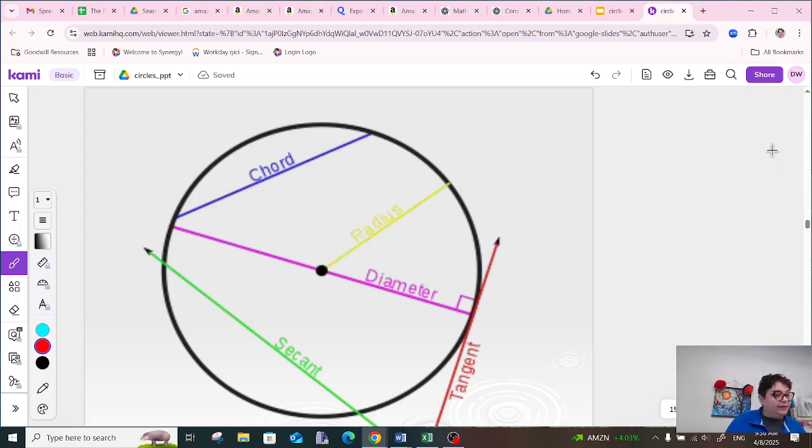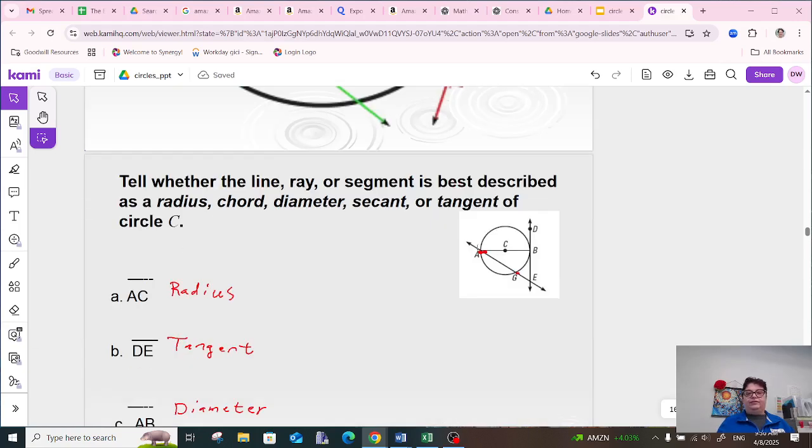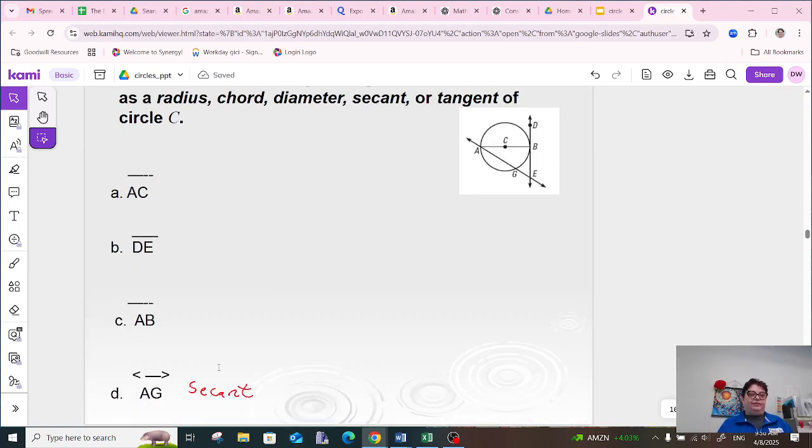Okay, in the next one, again, that was too small. I have to fix this. I was trying to conserve on paper, but I failed because it's not really useful if you can't see it. So it's asking you to label each of these, pretending you didn't see the answers. Okay, from A to C. A is on the edge, and it's going to the center. So what would I call that? That's a radius.